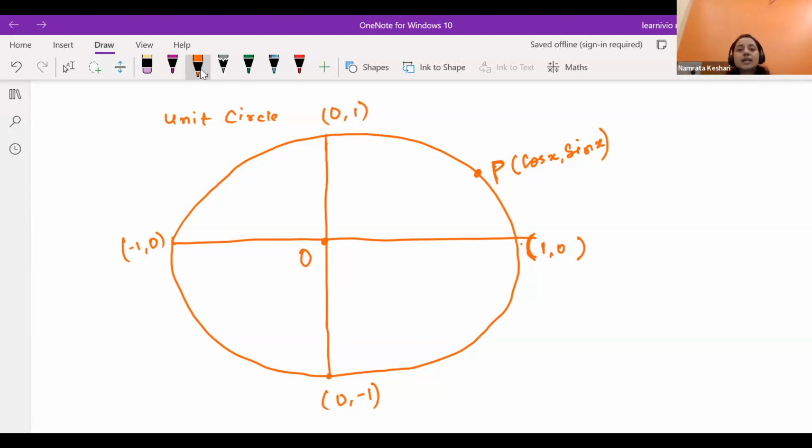So cos x, sin x. Now one more thing: in lower classes you already learned this. This is the first quadrant. This is the second quadrant.